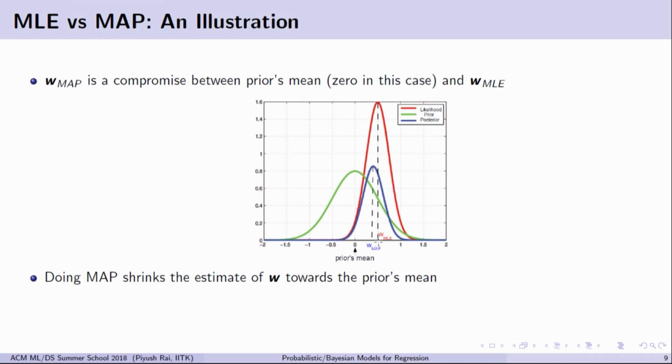And again, as you can see, the prior's mean is somewhere here, right? And the MLE is here. And the MAP is kind of a compromise between the MLE solution and the prior's mean. So in some sense, when we do MAP estimation, the role of the prior is to shrink the weight vector, or move the weight vector from the MLE solution toward the prior. Okay, so it will be a weighted combination of the prior's mean, which is 0 in our assumption, right? And the maximum likelihood solution.